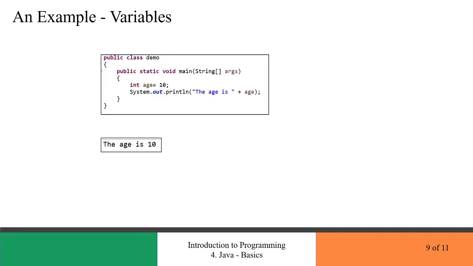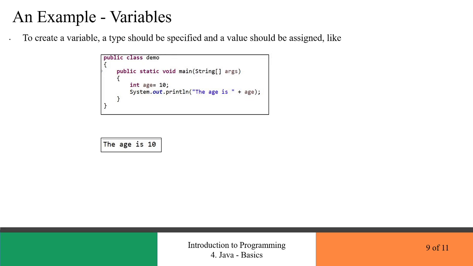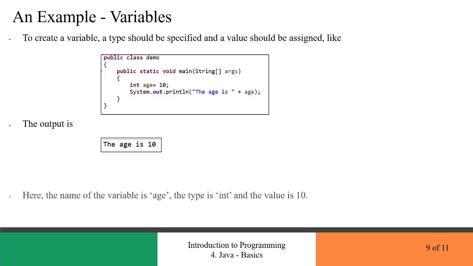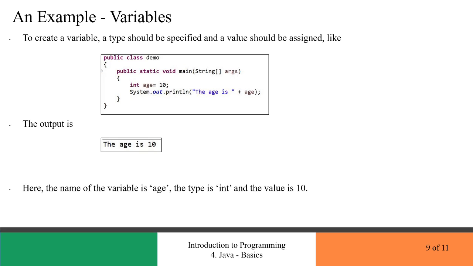Now, let us look at an example of using a variable as part of our Java program. To create a variable, a type should be specified and a value should be assigned. Here, the line int age is equal to 10 does this. The output of this code is the age is 10. Here, the name of the variable is age and the type is int. The value is 10. Let us look at this in more detail.